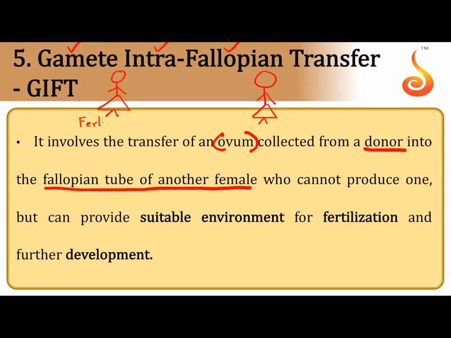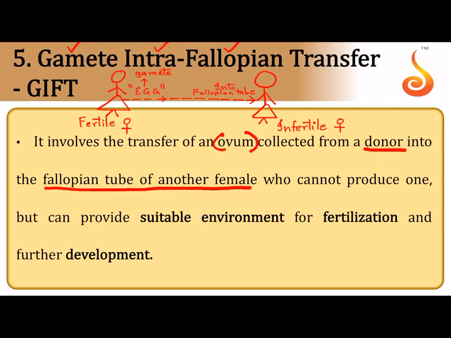Now this female is a fertile female. She can produce egg, but this female is an infertile female. She cannot produce egg. So what can be done? Now from this fertile female, the egg can be taken. Gamete, remember, egg is nothing but the gamete. So the gamete or the egg harvested from the fertile female is transferred into where? Into the infertile female, into the fallopian tube of the infertile female.